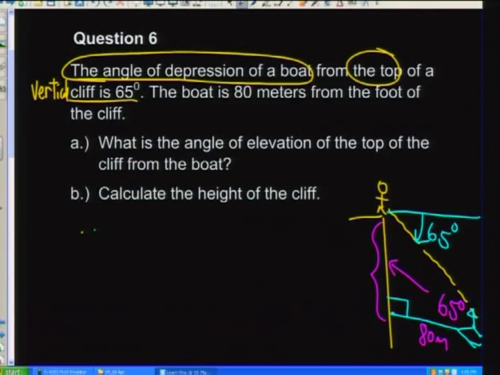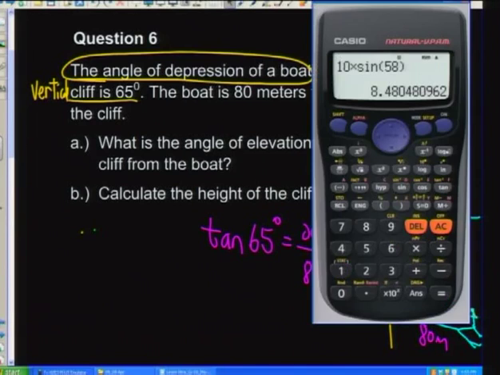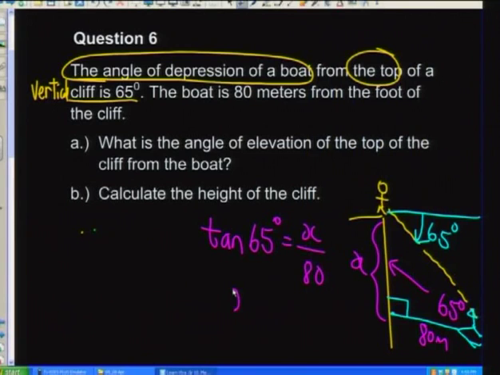We would like to know what is the opposite if we have the adjacent. So we would take tan of 65, because it's my opposite that I don't know, over my adjacent, which is 80. And our friend, the calculator, will be able to tell us what that is. So it is 80 times the tan of 65, and we get that the height of the cliff is 171.56 meters.